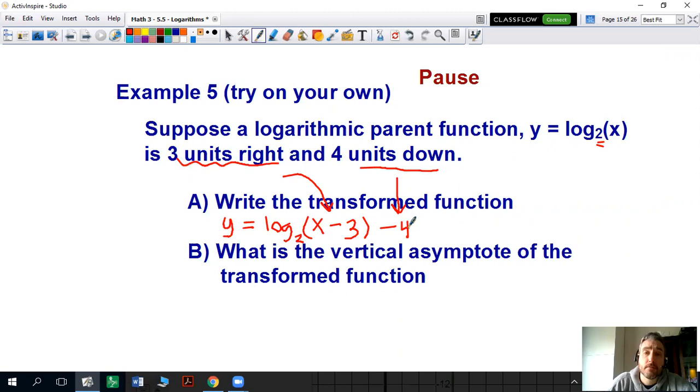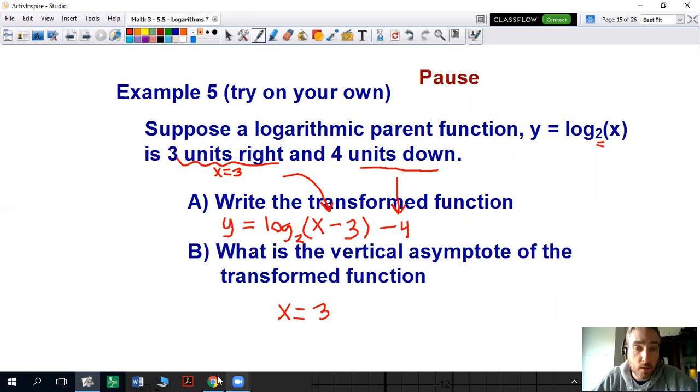On part B, what is the vertical asymptote of the transformed function? Well, it's always going to be x equals. And since this is -3, it's going to be 3. Since it went right 3, that vertical asymptote went from 0 to 3. So hopefully you can see that connection. The asymptote will be the opposite sign of the number in the parentheses.